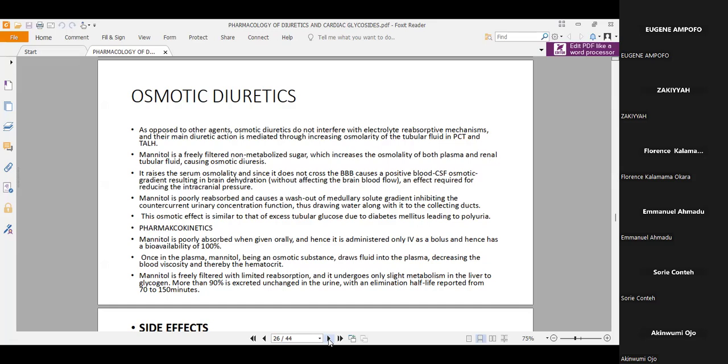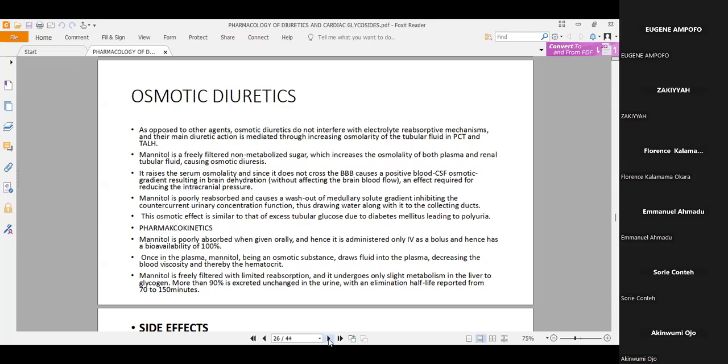Mannitol is poorly reabsorbed, and it causes a washout of medullary sodium gradients, inhibiting the countercurrent urinary concentration function, thus preventing reabsorption of water within the collecting ducts. The osmotic effect of mannitol is similar to that of excess tubular glucose due to diabetes mellitus, leading to polyuria. It is poorly absorbed when given orally, and therefore it should be administered IV. IV is the only formulation that is available.